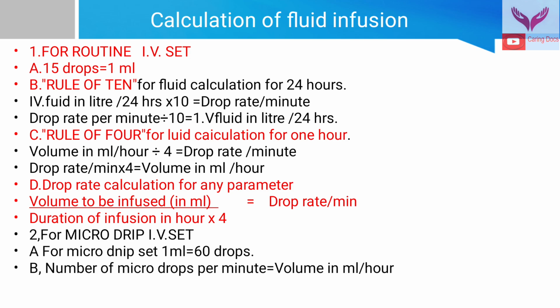So drop rate calculation for any parameter is volume to be infused in ml divided by duration of infusion in hours, multiplied by 4, we get drop rate per minute. For micro drip or micro IV sets, just remember 1 ml is equal to 60 drops and the number of micro drops per minute is equal to volume in ml per hour.